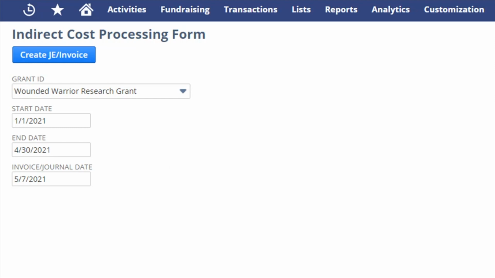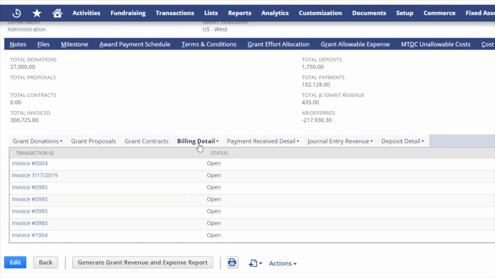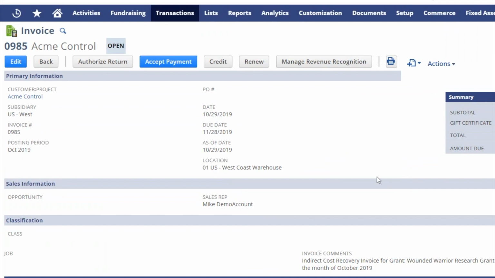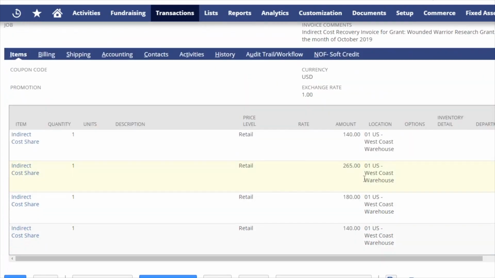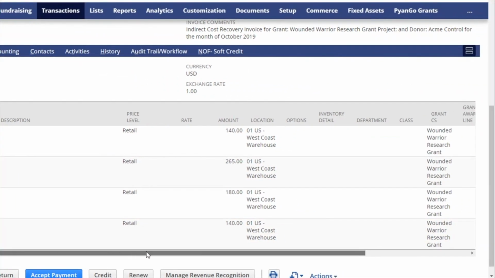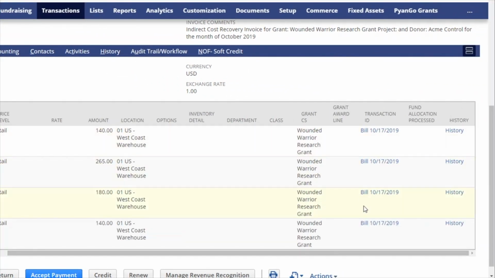specified date range. Back to the grant award, we can look at the billing detail and see invoices which were created by the batch process. Here's the example invoice that was just created. It indicates that it was an indirect cost recovery. And here are the line item details and indicates which vendor bills that they came from.